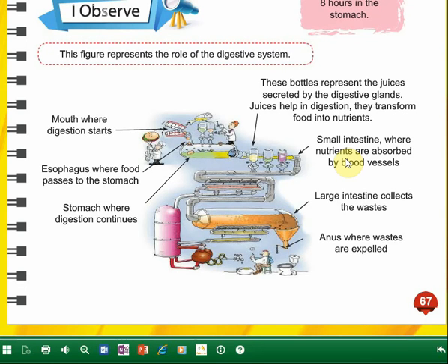Then the undigested food will pass to the large intestine. The large intestine collects the wastes. They take the wastes that we don't need, that we must expel outside our body. The anus is where wastes are expelled, okay, where we get rid of the waste.